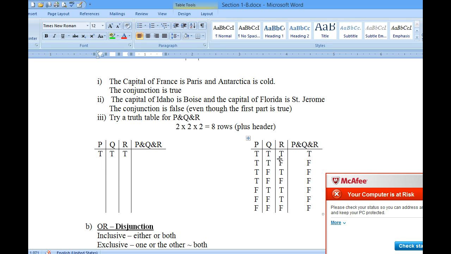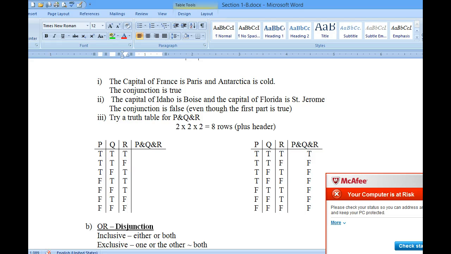So I can have true, true, true, or I can have true, true, false. Or I can have true, false, true. Or I can have false, true, true. Then, let's see the next combination. Let's try false. No, I want to do, yeah, false, false, true. Then false, true, false. And my last combination is false, false, false.